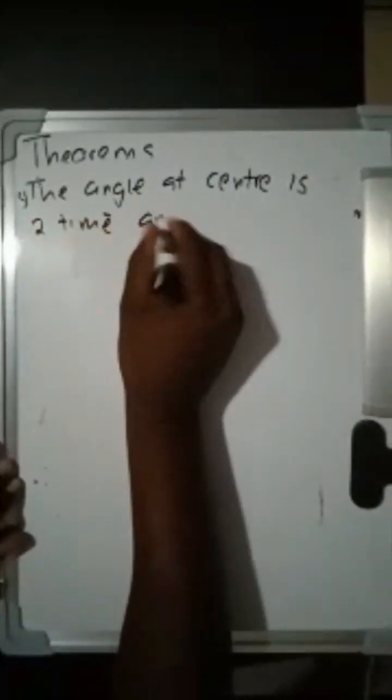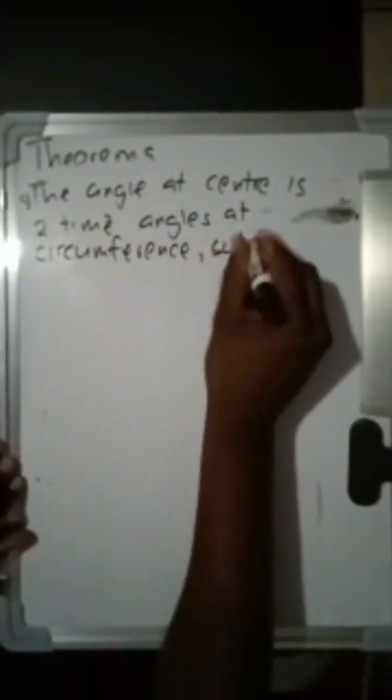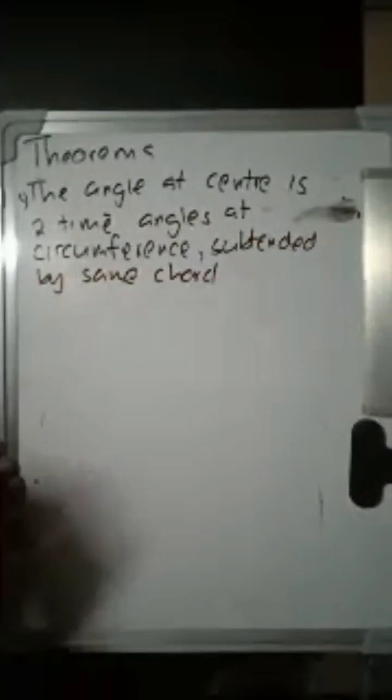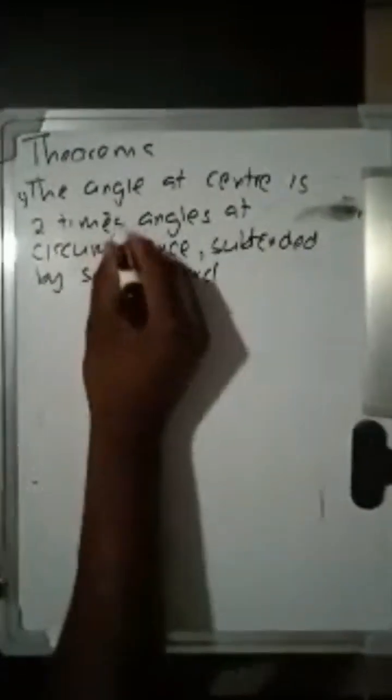Then I'm going to try and be as fast as possible. Then the other one says, the angle at center is 2 times the angle at the circumference when they are subtended by the same chord.